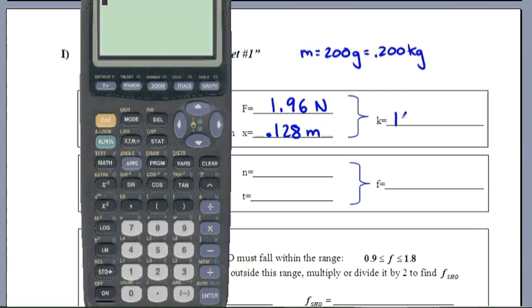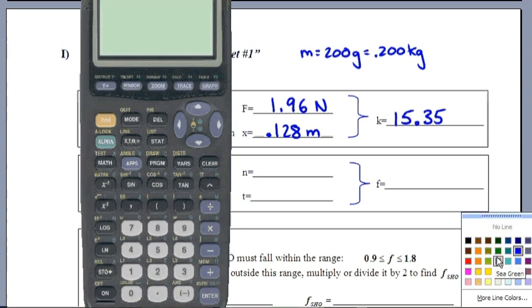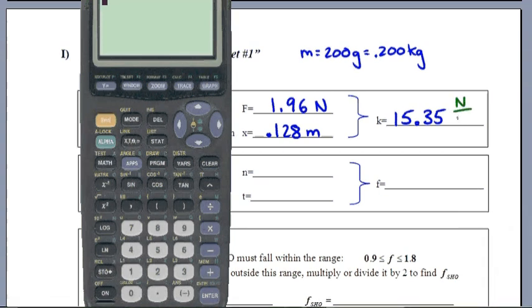And I found that the spring constant, best I could measure, was 15.35 newtons per meter. It's consistent with what we can see as we stretch it with the 200 grams, but I needed a little more precision for the work we're going to do. And here's what I did.